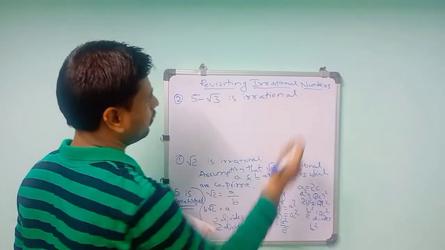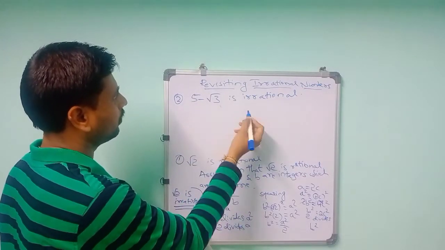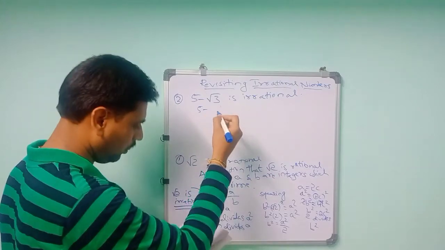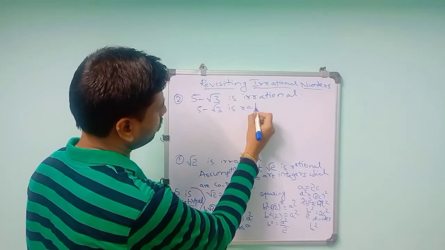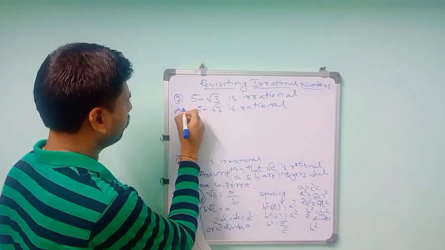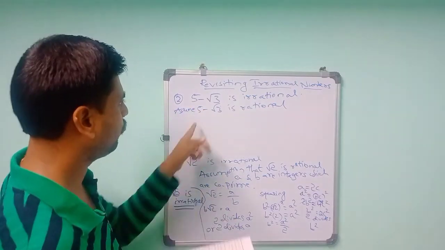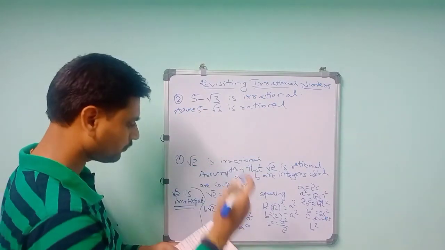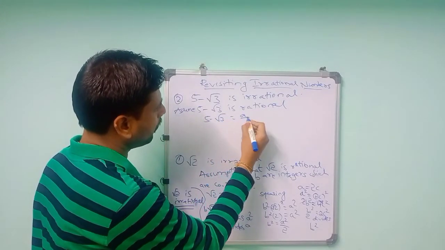Irrational. So for this, same to same. 5 minus root 3. You assume that it is rational. First you have to assume that. Assume 5 minus root 3 is rational. So put 5 minus root 3 in terms of a and b, so a by b. Same.